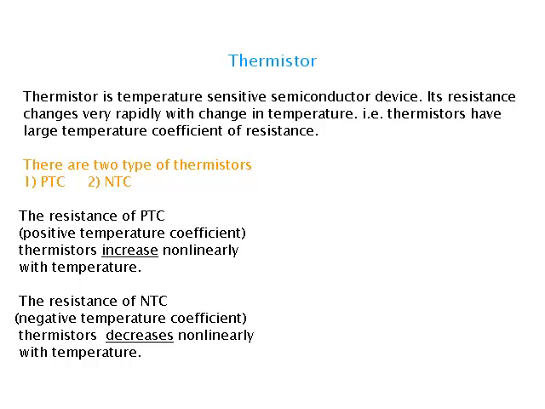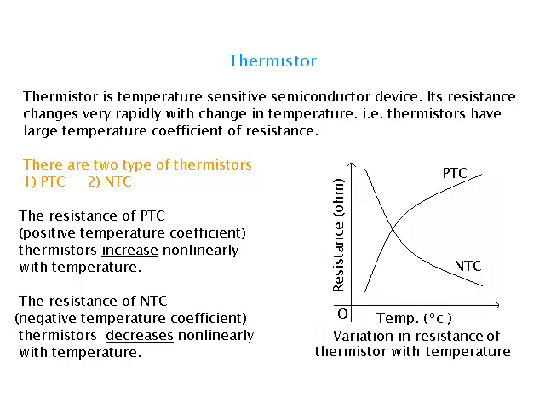Thermistor. Thermistor is a temperature sensitive semiconductor device. Its resistance changes very rapidly with change in temperature. That is, thermistors have large temperature coefficient of resistance. There are two types of thermistors. First, PTC, positive temperature coefficient. Second, NTC, negative temperature coefficient. The resistance of PTC thermistors increases non-linearly with temperature, and resistance of NTC thermistors decreases non-linearly with temperature as shown in figure.